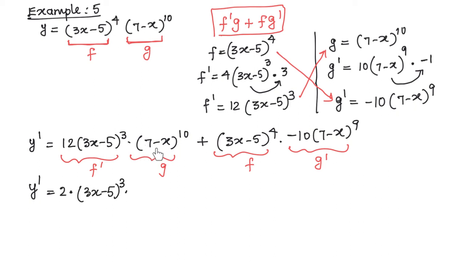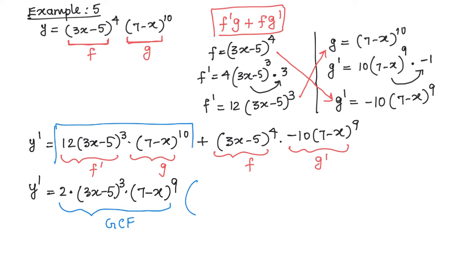Now look at the other factor 7 minus x. Both the term has 7 minus x. And take the one with the lowest exponent. So 7 minus x power 9. So this whole thing is the GCF. Now you can divide each term by the GCF.